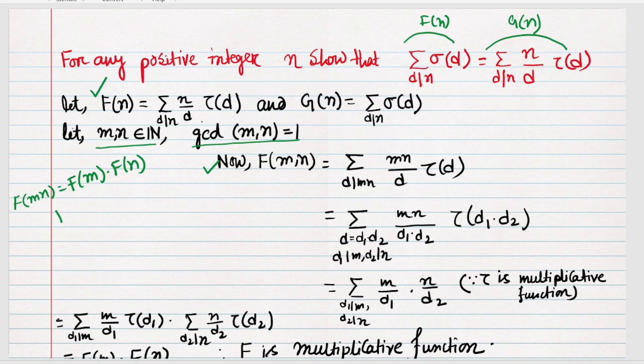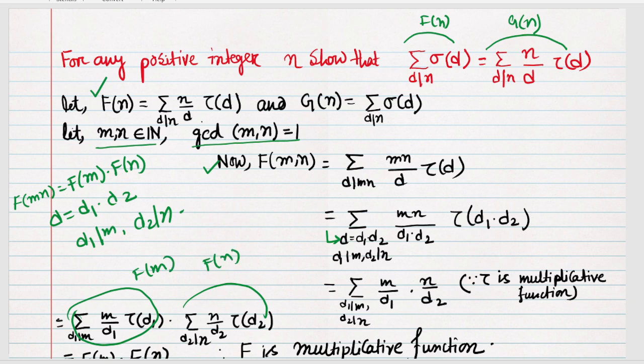So we can write d as the product d1 times d2, where d1 divides m and d2 divides n. So if we write it in the form mn by d1 times d2, the product of d1 and d2 divisors of d, that means tau of d1 times d2. If we take the d1 portion and the d2 portion separately, then we have m by d1 and n by d2. This part is known as f of m, and this part can be represented as f of n. So we start with f of mn, and after calculation we get f of m times f of n, which is a multiplicative function.